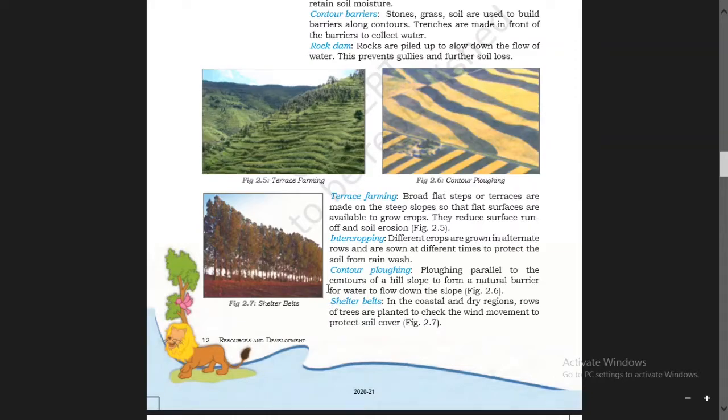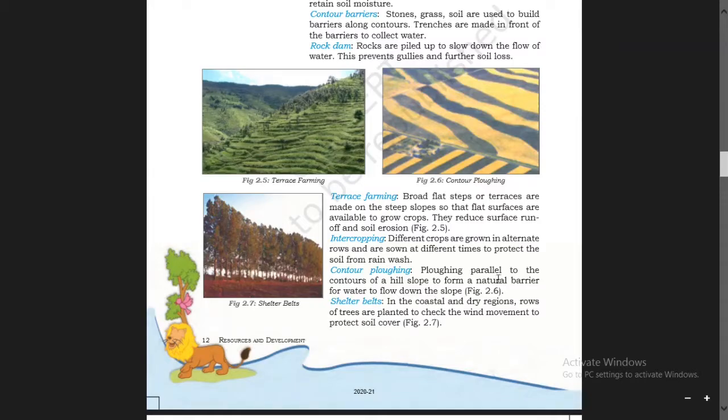Ploughing parallel, you might know that from geometry also. Ploughing parallel to the contours of a hill slope to form a natural barrier for water to flow down the slope. Then shelter belts. Shelter belts means a line of trees or shrubs planted to protect an area, especially a field of crops, from fierce weather. That is called a shelter belt.